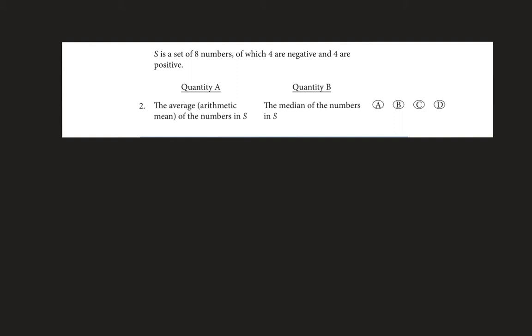But here's what I want to do. It says the average. Basically, what I want to see is, can I make these somehow equal? And the answer is yes. So let's look at the first scenario. The first scenario would be my numbers are -4, -3, -2, -1, 1, 2, 3, and 4.